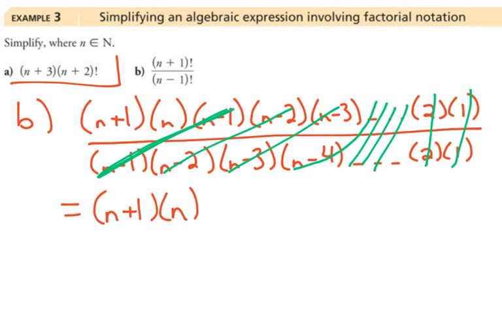Now we could choose to distribute in that n. We don't need to, but if you choose to, you distribute the n into here, and we would end up with n squared plus n. Either answer is okay. Just depends on whether or not you feel like distributing that n in or not.